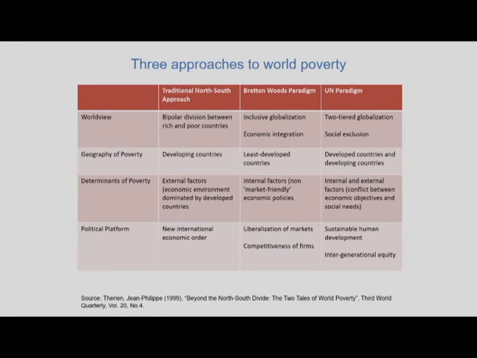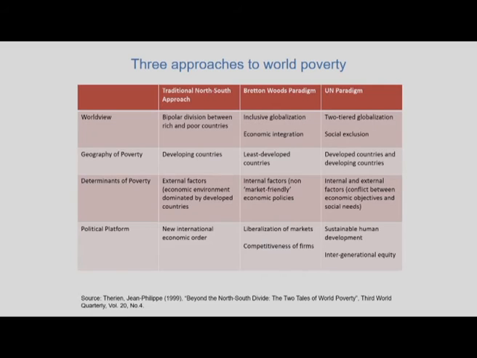Now, it is also important to note here that because the Bretton Woods paradigm talked about the geography of poverty being in the least developed countries, there were a lot of geographical targeting measures or policy prescriptions that were also provided by the Bretton Woods paradigm. In terms of the determinants of poverty, the traditional north-south approach talked about external factors, an economic environment dominated by the developed countries. The Bretton Woods paradigm talked about internal factors.